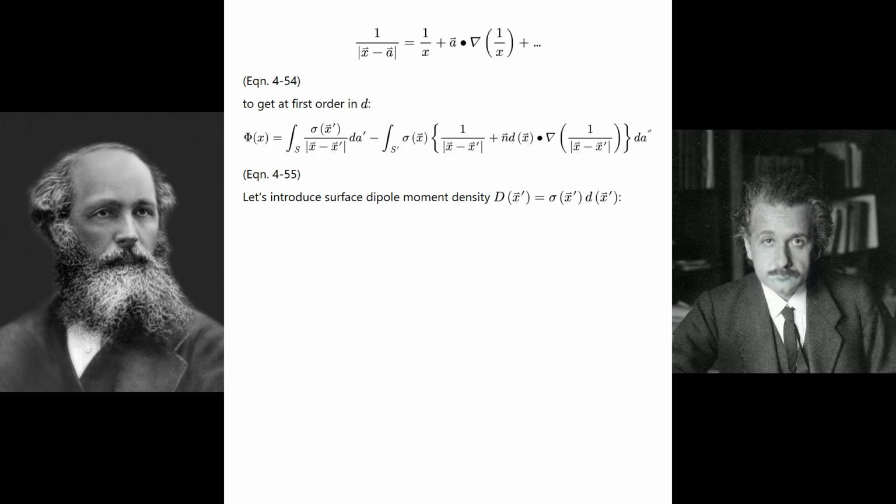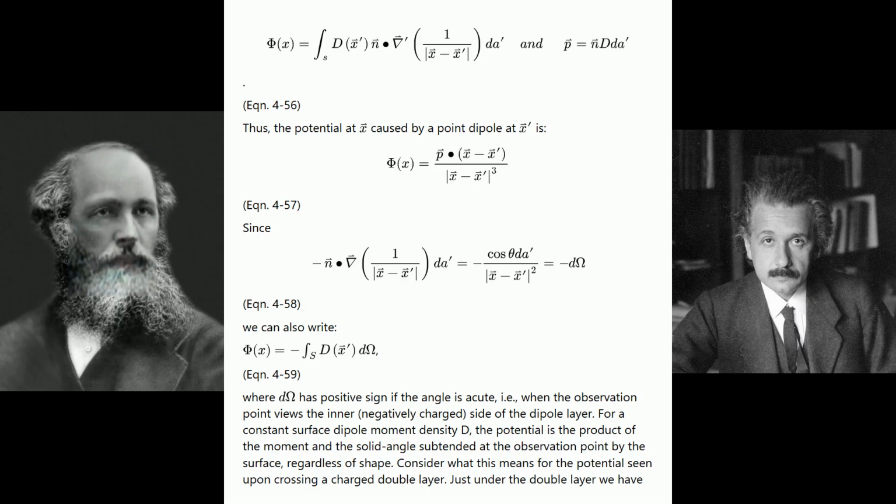Let's introduce surface dipole moment density D of x prime equals sigma of x prime d of x prime. Equation 4-56. Thus, the potential at x caused by a point dipole at x prime is equation 4-57. Since negative n dot gradient of 1 over the absolute value of x minus x prime times dA prime equals negative the cosine of theta dA prime over the absolute value of x minus x prime squared equals negative d omega. Equation 4-58.